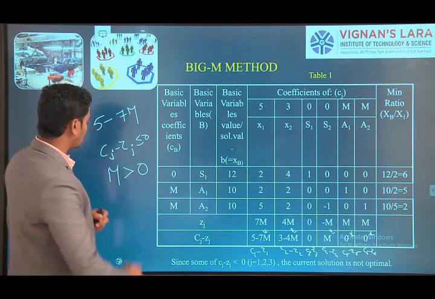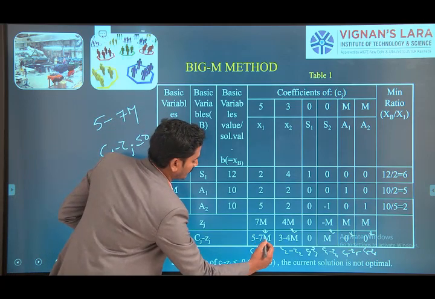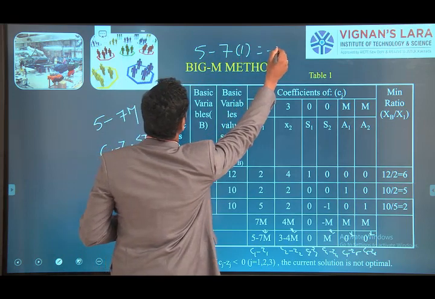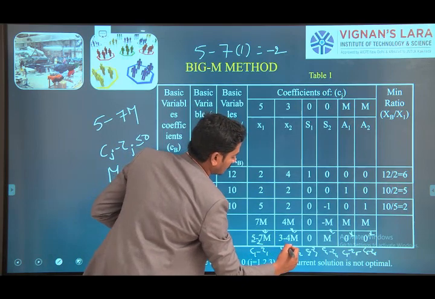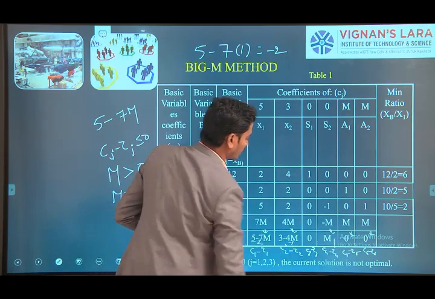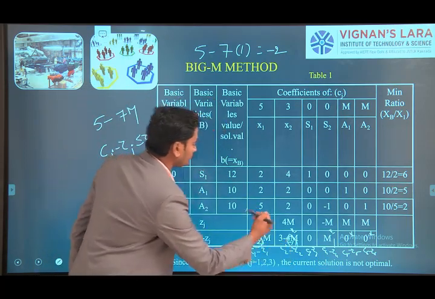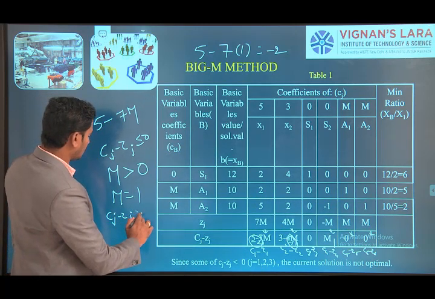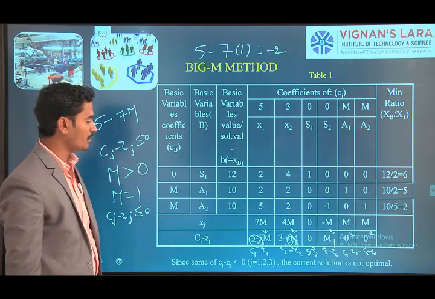Suppose, for example, I would like to take M is equal to 1. What do we get? 5 minus 7M. It means 5 minus 7 of 1 is equal to minus 2. We get minus 2 here, and here we get minus 1. Like that we get values here. Here we have two negative values. So the solution is Cj minus Zj is of less than or equal to type, so it has not reached the optimality. The current solution is not optimal.